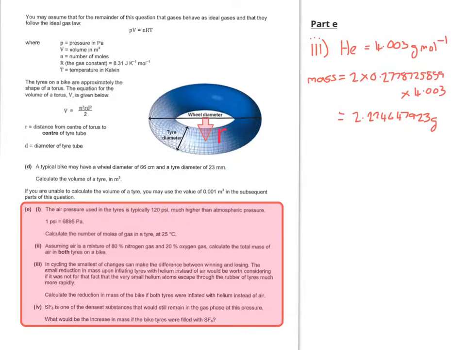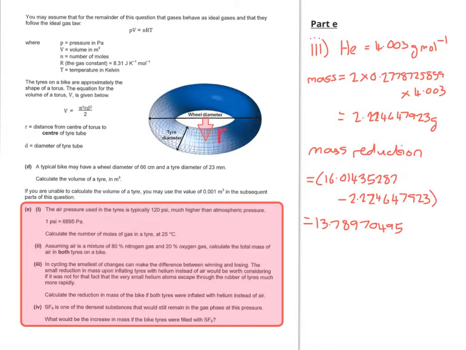So the next part asks you to calculate the reduction in mass if both tyres were inflated with helium instead of air. So doing the same calculation for helium, you get the mass of helium in two tyres being 2.274647923 grams. So the difference between the original that we had and that is what we need to work out, which gives us 13.78970495 grams, which is a massive reduction, isn't it?